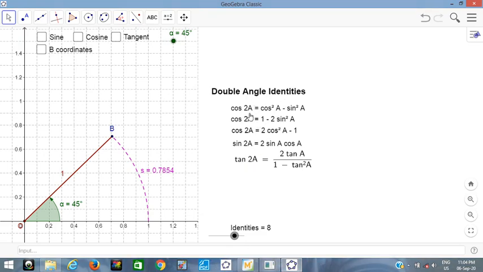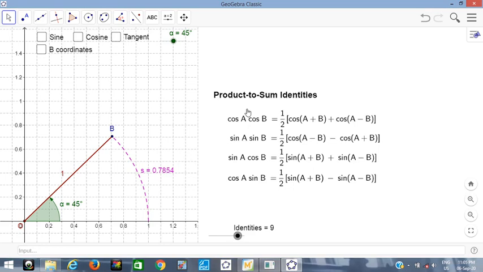Cos 2 theta has 3 identities we give to you. This is the first, the second, the third. Just write them out on your paper and study them carefully. Then this is sin 2 theta, then tan 2 theta. Take note of this. Then number 9 is the product to sum identity. Take note of this also. They are all very, very important.